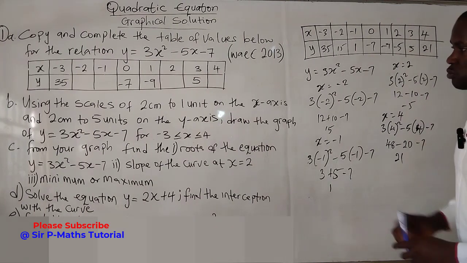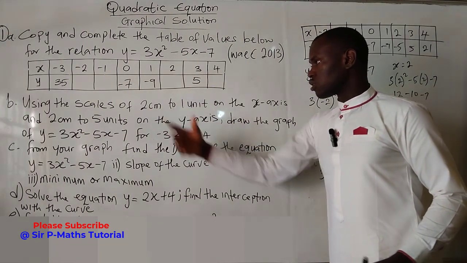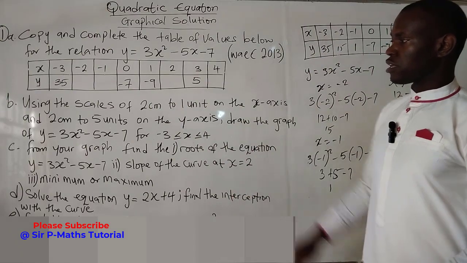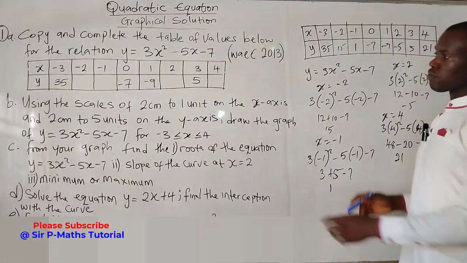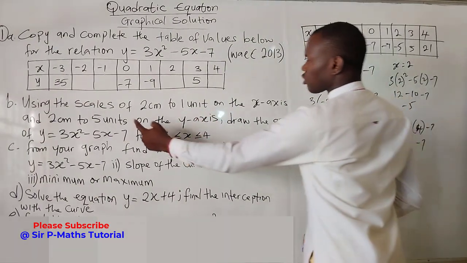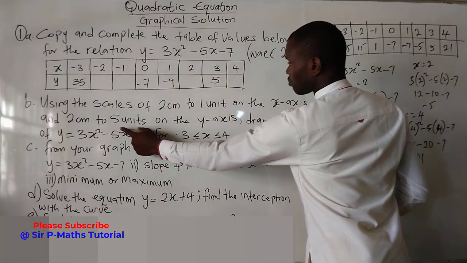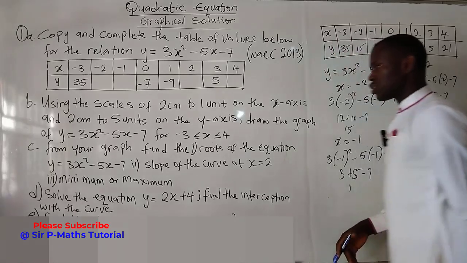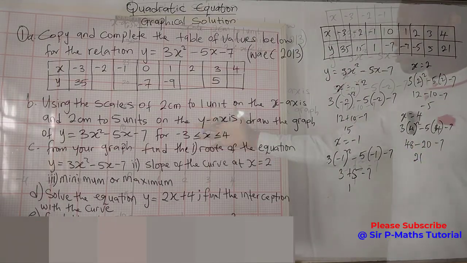As soon as the table is produced, the next thing we do is go to B. We are given a scale to plot a graph with it. All right, so we have 2 cm to represent 1 unit on the x-axis and 5 units to represent 2 cm on the y-axis. So let's plot the graph.